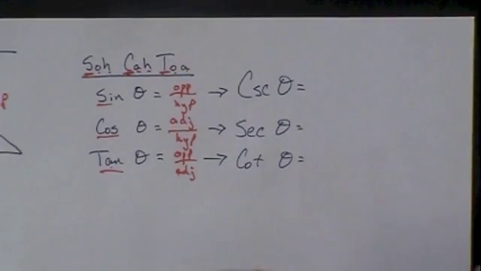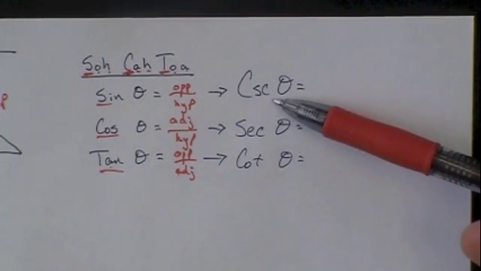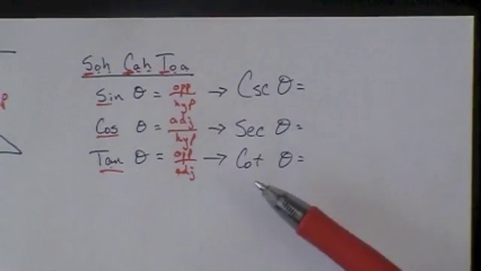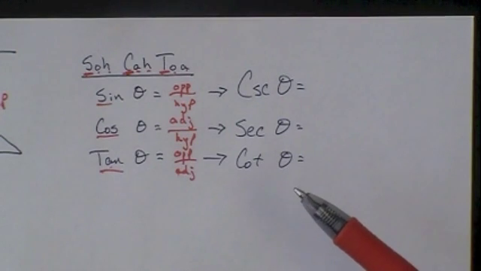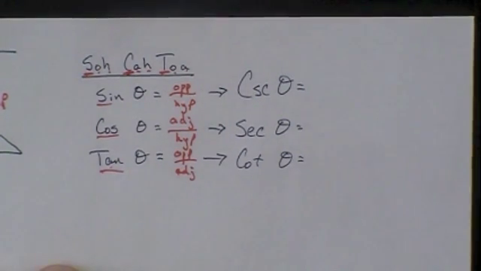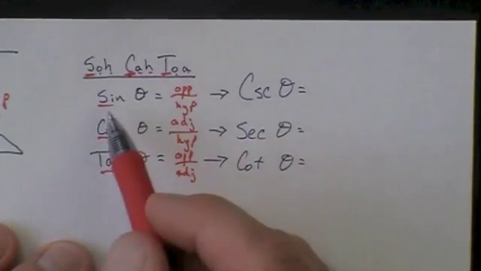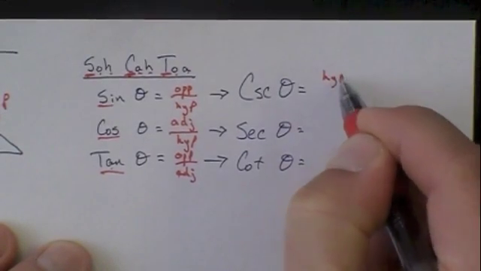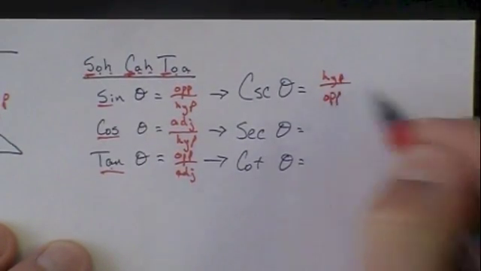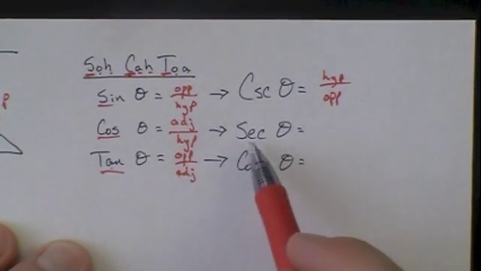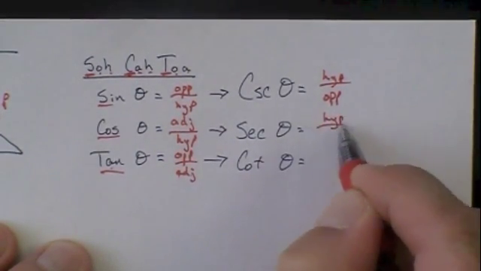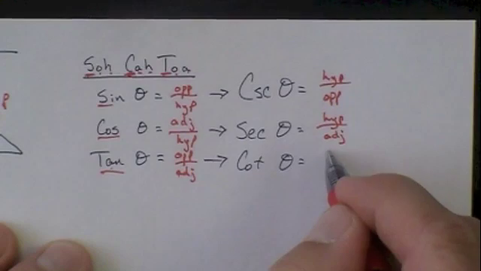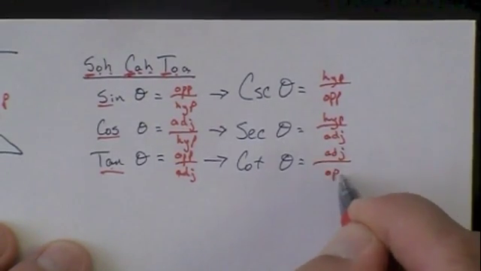In addition to our trig functions sine, cosine, and tangent, we also have cosecant, secant, and cotangent. Sine and cosecant are reciprocal identities, cosine and secant are reciprocal identities, and tangent and cotangent are reciprocal identities. Since sine of theta is opposite over hypotenuse, the cosecant of theta is hypotenuse over opposite. Cosine is adjacent over hypotenuse, so secant is hypotenuse over adjacent. Tangent is opposite over adjacent, so cotangent is adjacent over opposite.